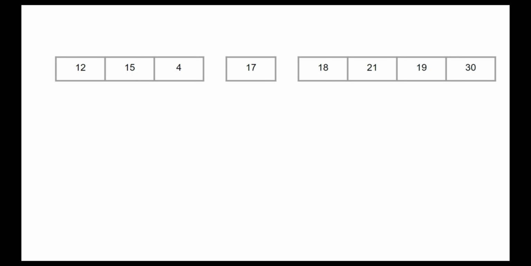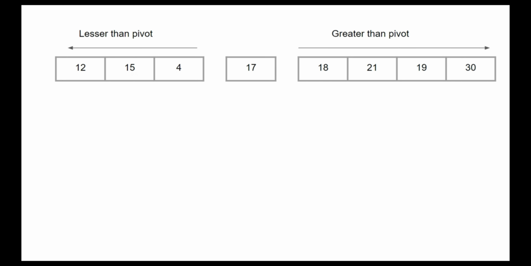Now we have divided the array into two subarrays, or partitioned it into two. The left is one partition and the right is the second partition. In the left partition, all the values are less than the pivot element, and in the right partition, all the values are greater than the pivot element. So now we have found the correct place for one element. This is the correct place for the pivot element.